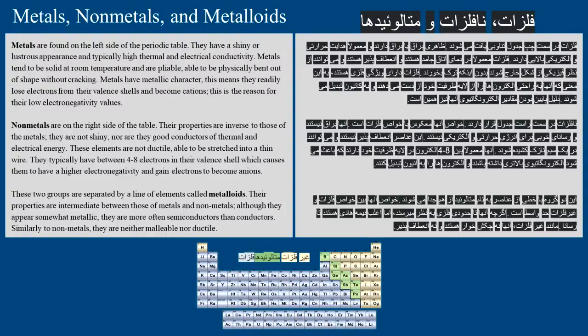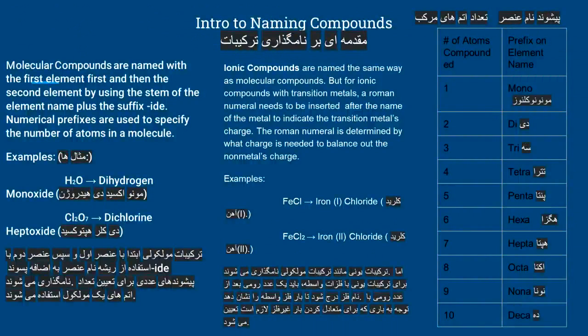So these two groups are separated by a line of elements called metalloids, whose properties are intermediate between the metals and the nonmetals, and although they appear somewhat metallic, they are more often semiconductors than they are conductors. Similar to the nonmetals, these elements are not malleable and they're not ductile. So that's a quick summary of the basic periodic table trends. I encourage you to go back and look through these slides again. It can be hard to pick up all the information at once, but you guys got this.